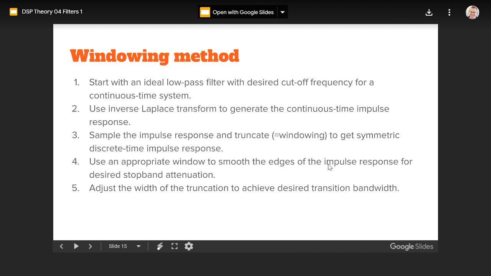Okay, next step is the windowing method. This is already a usable method, and it's actually pretty good for learning how filters actually work. There we start with an ideal low-pass filter with the desired cutoff frequency, meaning that we are, let me take that picture. I will show you a big picture.